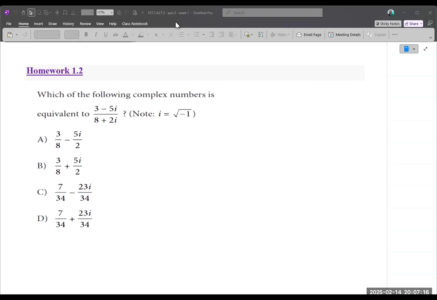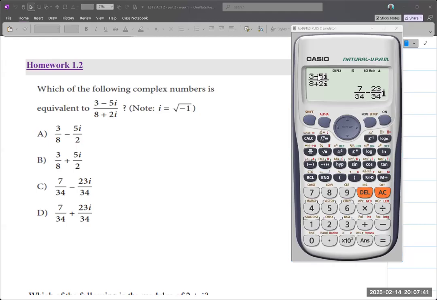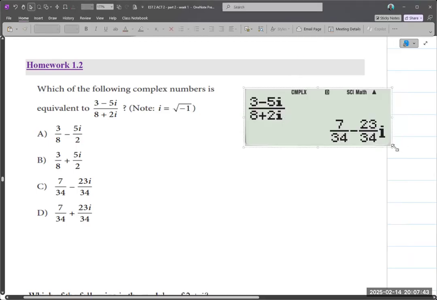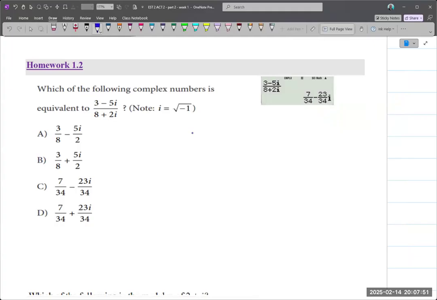First of all is to simplify this form. We can do it with the calculator with mod complex. You will write the fraction 3 minus 5i over 8 plus 2i, and the result will be like this. You can use your calculator to find the solution or to verify. But with steps, let's try it with steps now.